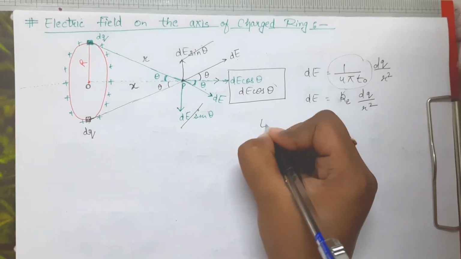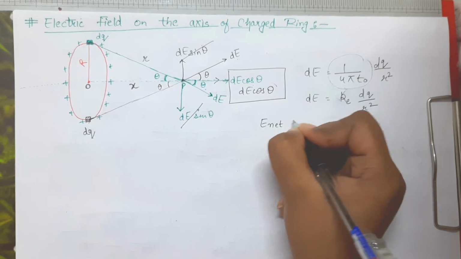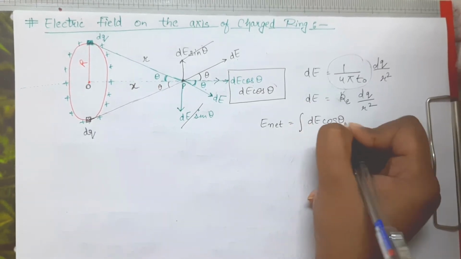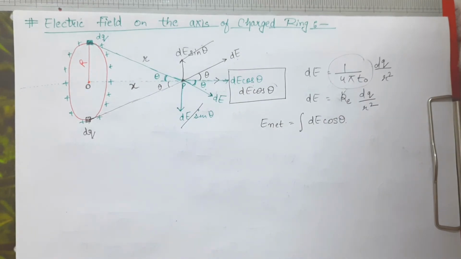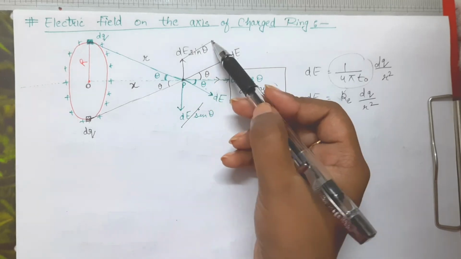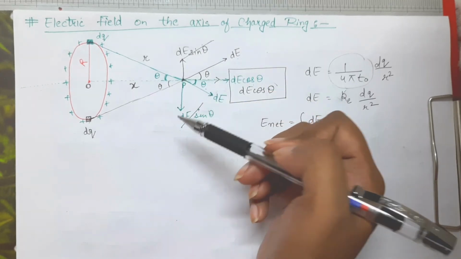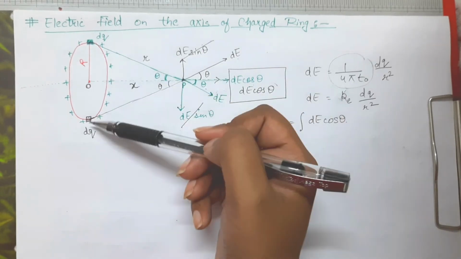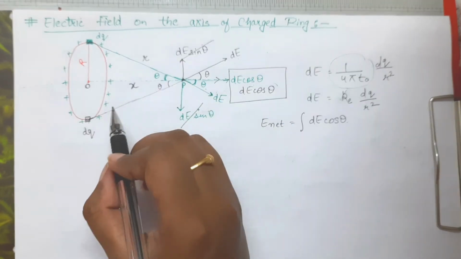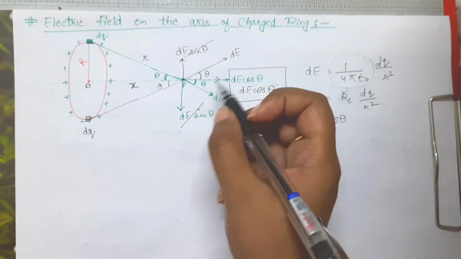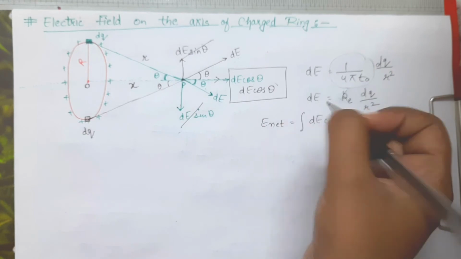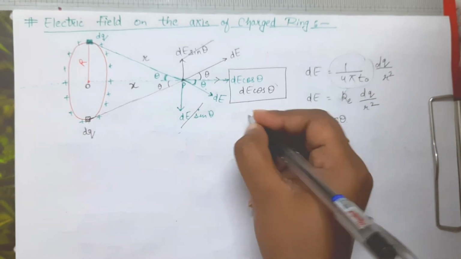Also, one more thing which we have discussed is that E net will be the integration of all these cos components of the electric field. So the net electric field will be due to these components, because the sin components will cancel out each other. Just like these two components, there will be several components like these. In all of those, the sin theta components will cancel out each other, and the cos theta components will add up to give us the net electric field. So E net will be this one.